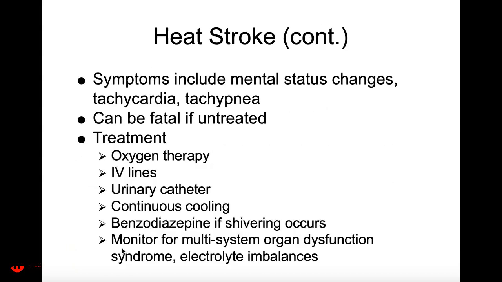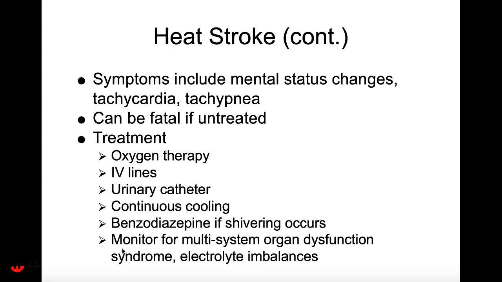Symptoms can include mental status changes such as confusion, bizarre behaviors, and seizures. They can become hypotensive, tachycardic, and tachypneic. The troponin level may become elevated because there's myocardial damage. If you look on page 134 in your book, it goes over key features of a heat stroke.